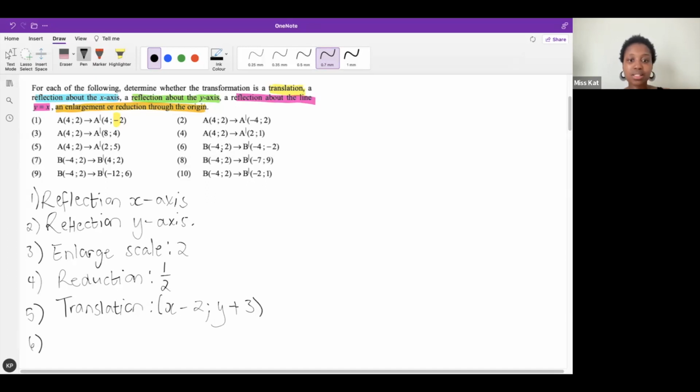Okay, number 6. Let's hear number 6. -4, 2, and it ends up at -4, -2. Only one of them changed. Reflection on the x-axis because the y is the one that changed.